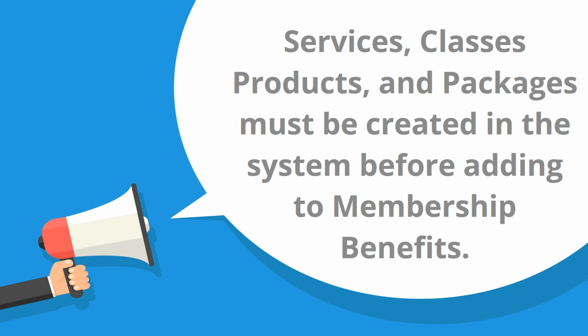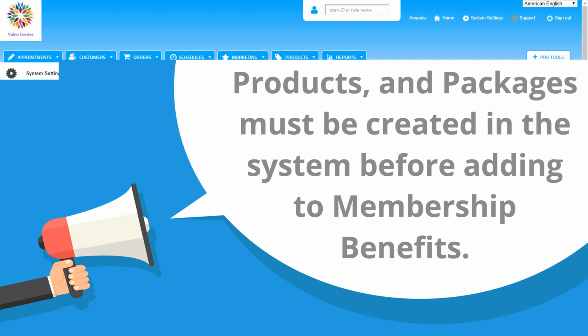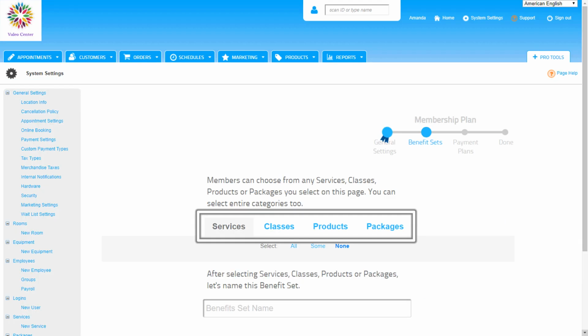Membership benefits are not separate services, products, classes, or packages. Every item you want to include as a membership benefit should already be added separately within System Settings Services, System Settings Packages, or in the Products tab. We can choose from any service, class, product, or package that's already been created in our accounts from these options here. This membership I'm creating is only going to use services for the benefit.